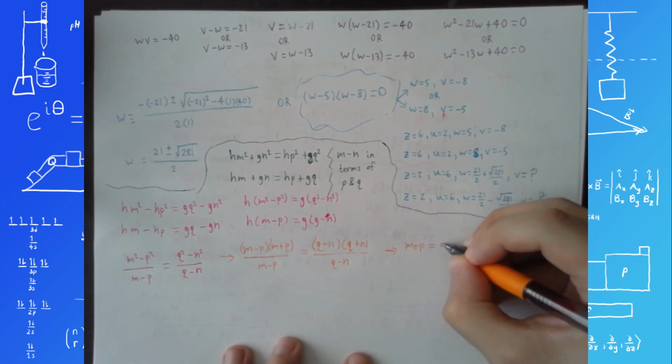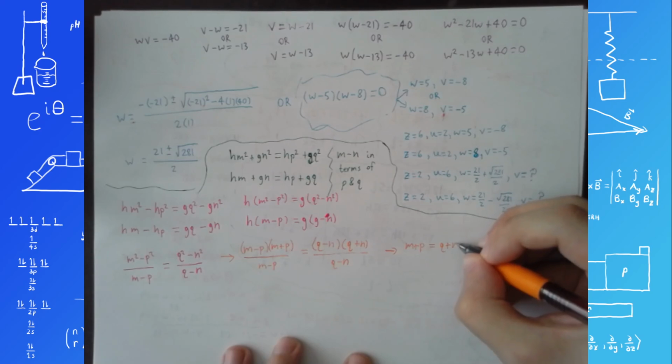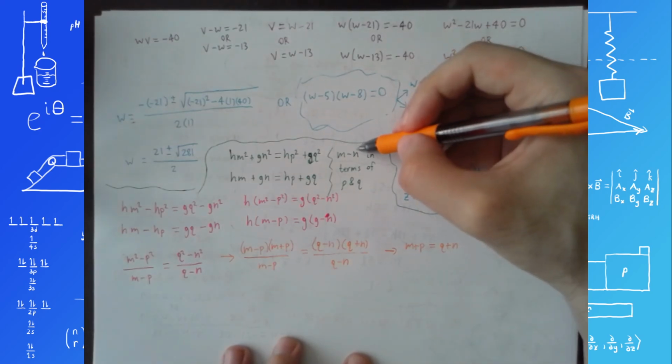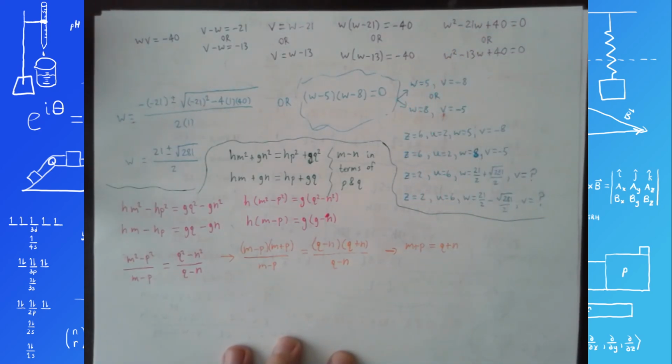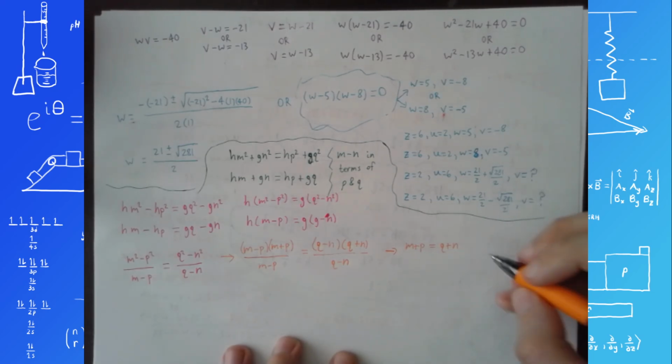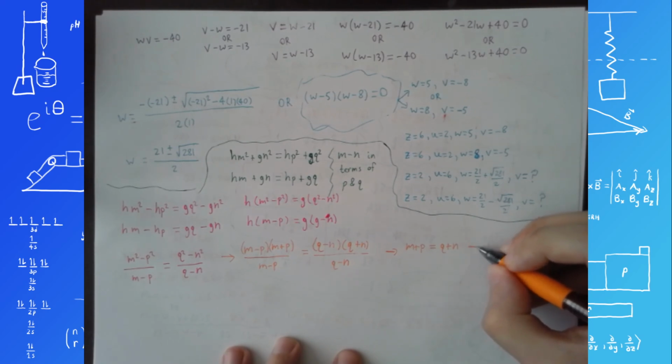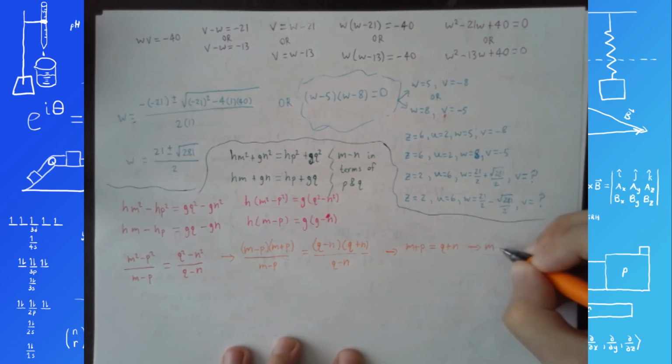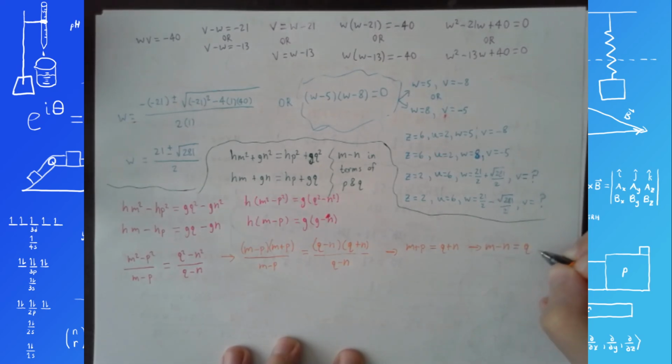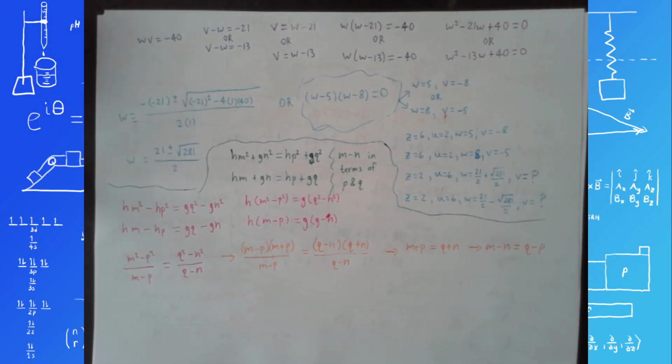equals q plus n. Now we were solving for m minus n in terms of p and q, so all I have to do now is subtract n to the left to get my m minus n, and subtract p over to the right. So I'm left with m minus n equals q minus p. And there you go, it's done.